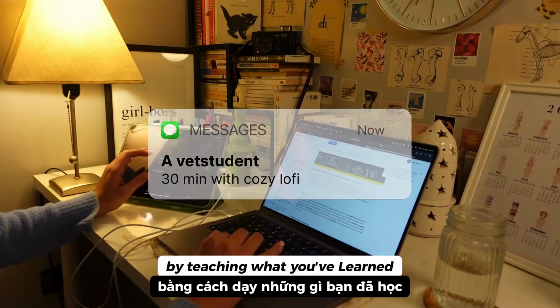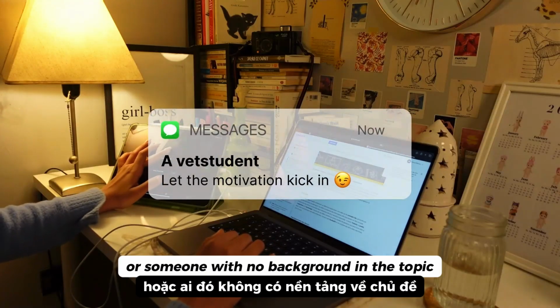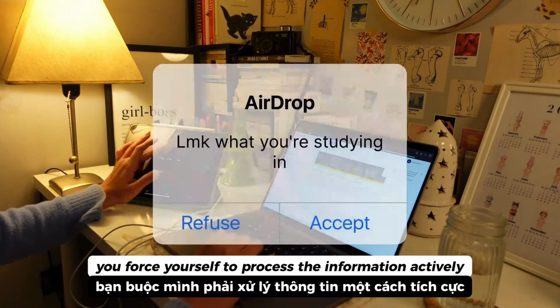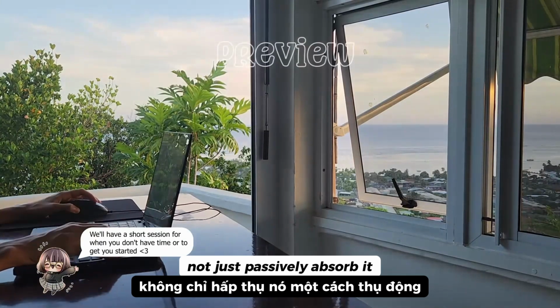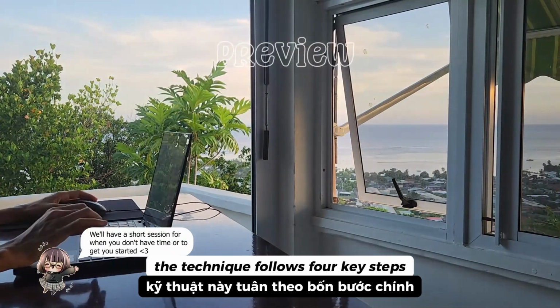By teaching what you've learned as if you're explaining it to a child or someone with no background in the topic, you force yourself to process the information actively, not just passively absorb it. The technique follows 4 key steps.